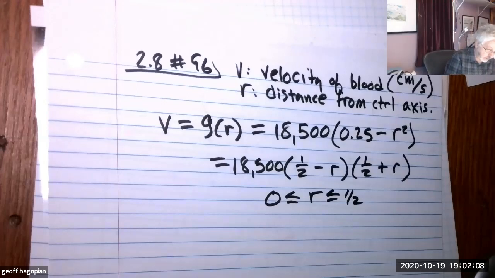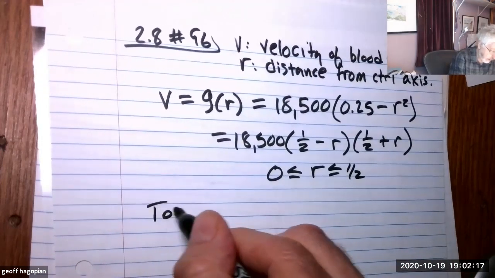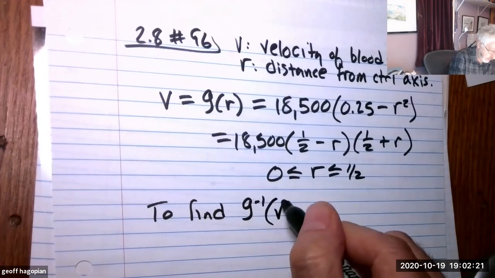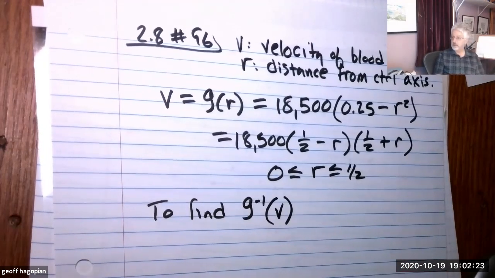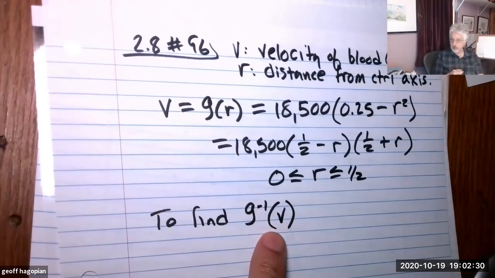Do we have a complete square? We kind of do, huh? Yeah, so I guess I would expand this, right? To find G inverse, I'm going to say G inverse of V, because it doesn't make sense, again, to rename the variables. The output variable of this function is V. That's the input variable to the inverse function.